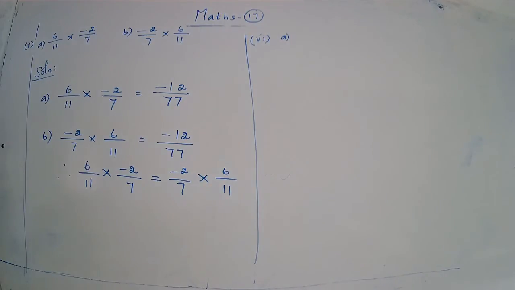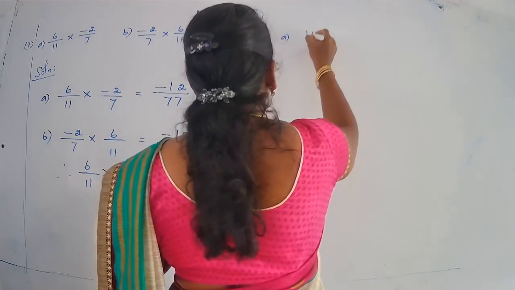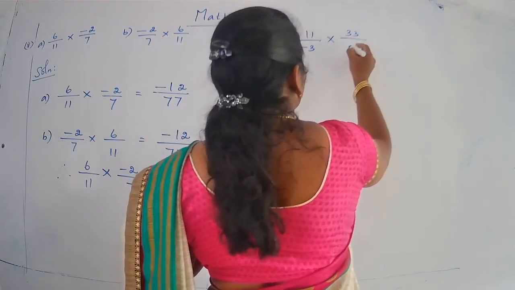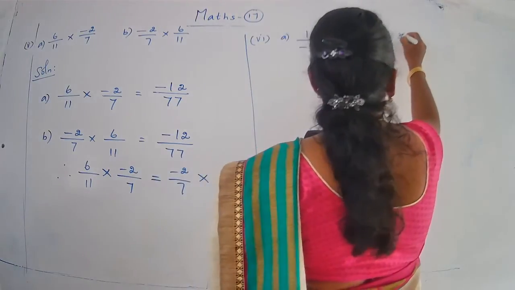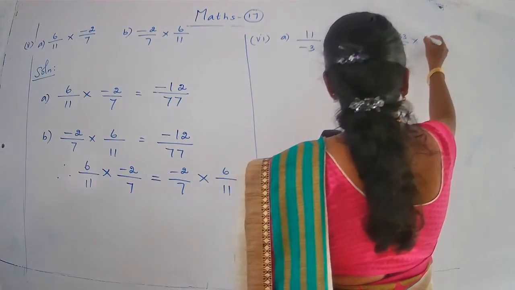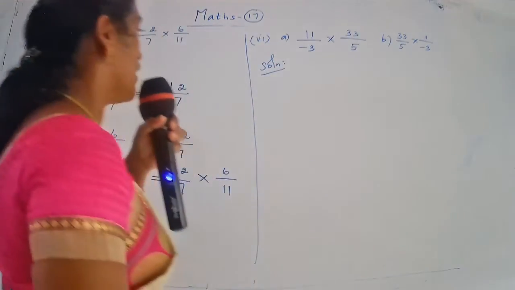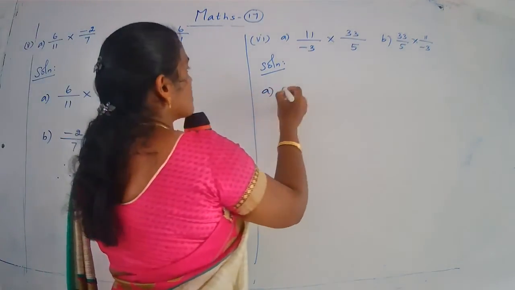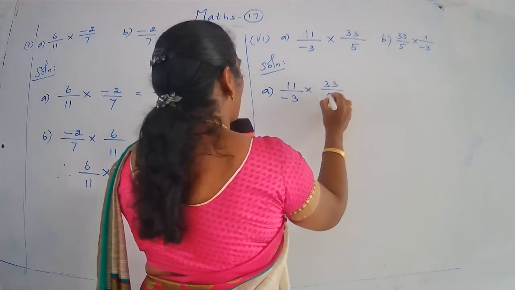Okay children, so do again. 11 upon minus 3 into 33 upon 5. You see there, this denominator has a negative integer. So first of all you convert it. 11 upon minus 3 can be written as minus 11 upon 3 into 33 upon 5. Then after you do, here numerator 33, denominator 3. So these two numbers are surely divisible by 3. 1 3 is 3. 11 3s are 33.